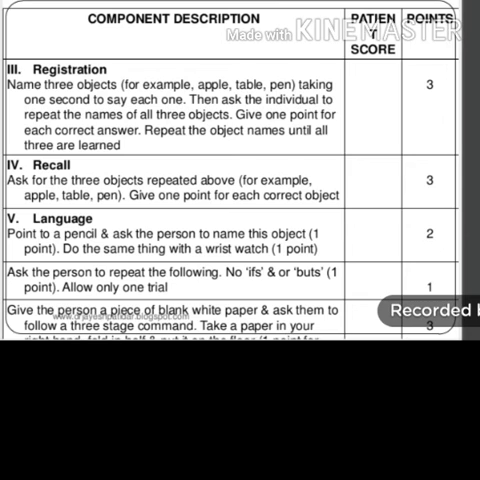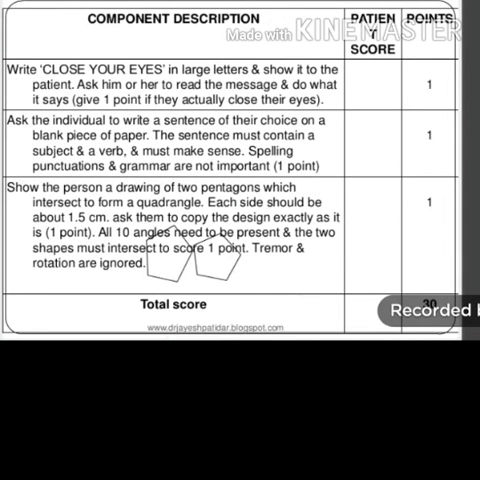Under this component, we have different things to assess. The first one is naming. For naming, we can give 2 marks. For repetition, 1 mark. For the 3-stage command, 3 marks. For assessing reading skill, we give 1 mark. Writing skill, 1. For drawing, again 1. So the total for language is 9 marks. Overall, the mini mental status examination has 30 marks in total.